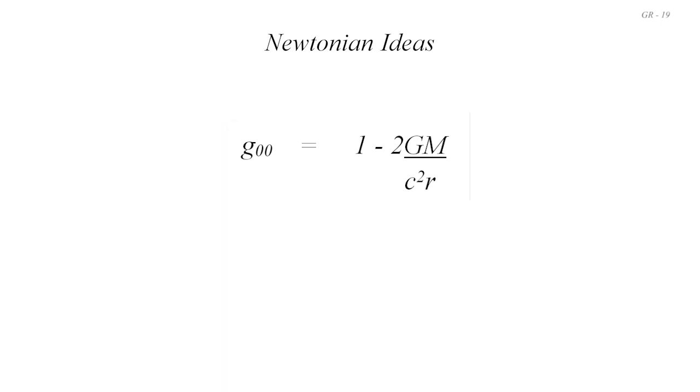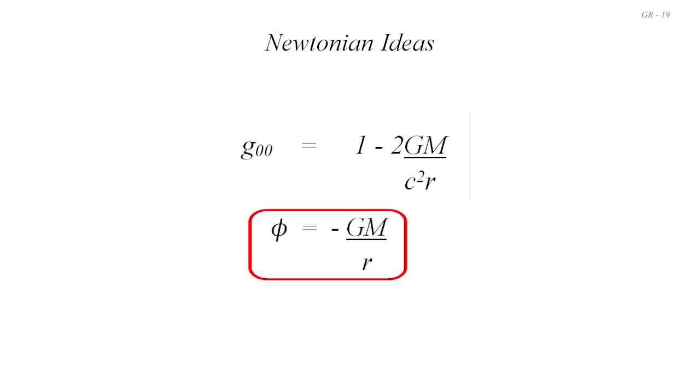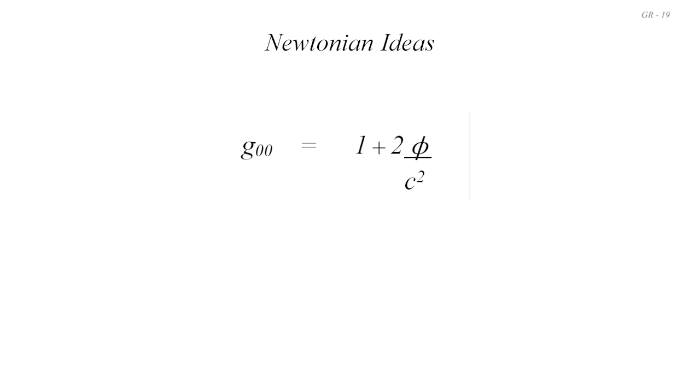The next thing to realize is that in this spherically symmetric system, we can say that at any point around the mass, phi will be given by minus GM over r. And so G00 can be said to be given by this expression, where we've simply replaced minus GM over r by phi. In which case, we can now rearrange this and write phi as this.